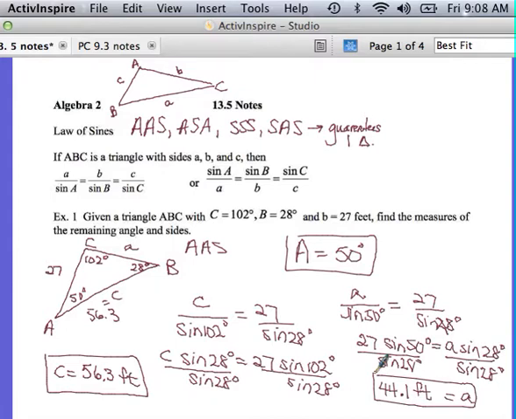So when you are trying to solve a triangle, draw the triangle, identify the parts, identify what type of triangle you have.